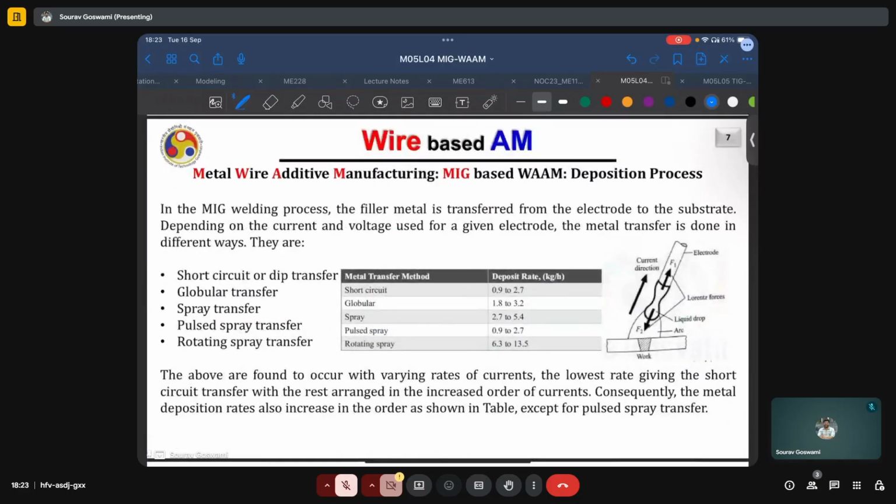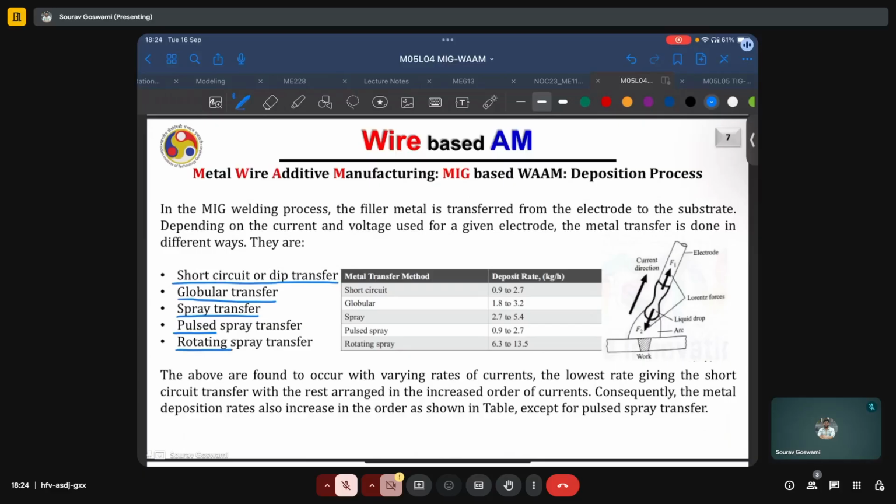In the MIG welding process, the filler material is transferred from the electrode to the substrate, and depending on the current and voltage used for a given electrode, the metal transfer is done in different ways. It can be transferred via the short circuit transfer or dip transfer mechanism, or it can be transferred via globular transfer, where the material is molten and transferred in the form of, say, discrete globules. It can be transferred as a spray, and then again, the spray itself can either be pulsed or it can be rotating.